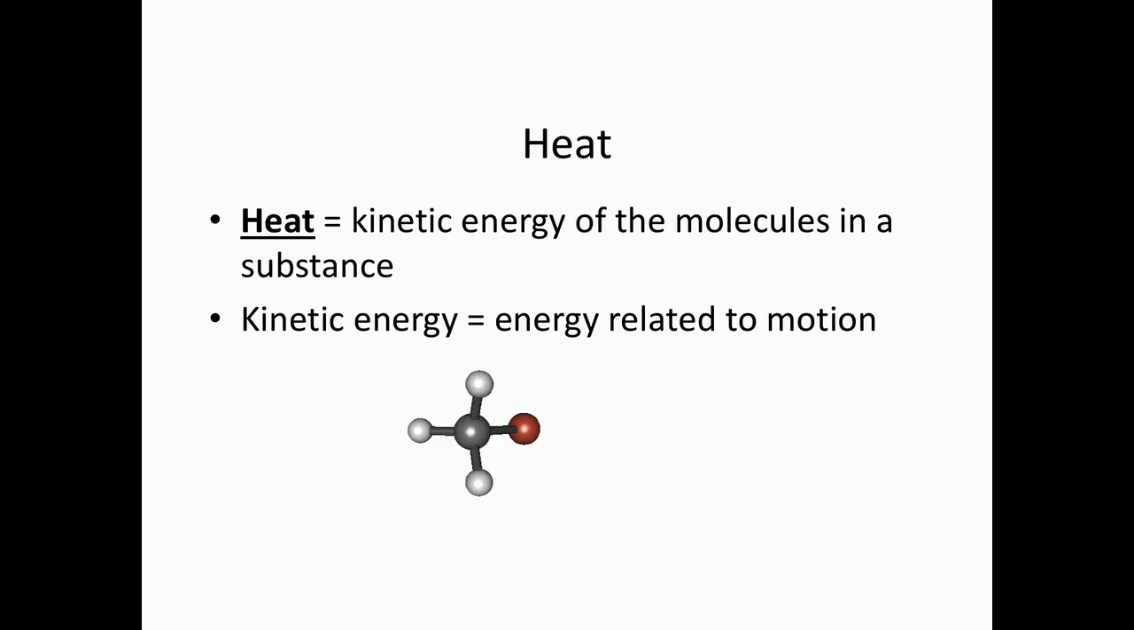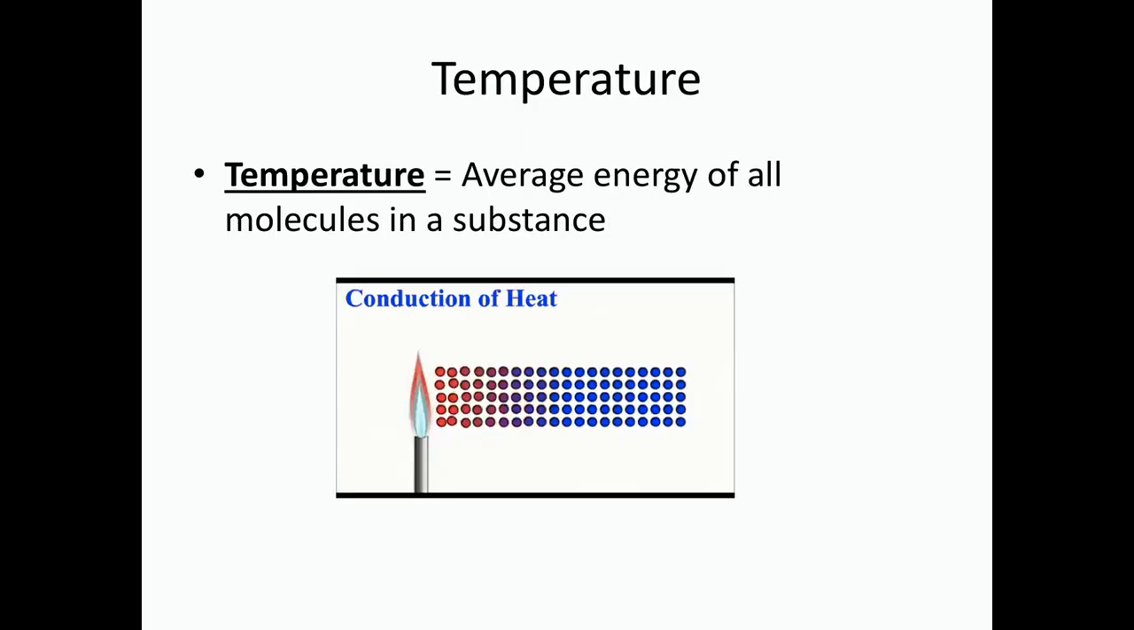Now, temperature is taking the heat within individual molecules and looking at how much of that heat is present in many molecules grouped together. So temperature is the average energy, the average heat of all of the molecules in a substance. So if you look at this graphic here, we have a flame source, so we have a source of energy. We also have a whole bunch of molecules. Now, the blue molecules are moving slowly, so they have low heat. The red molecules are moving much more rapidly, so they have high heat.